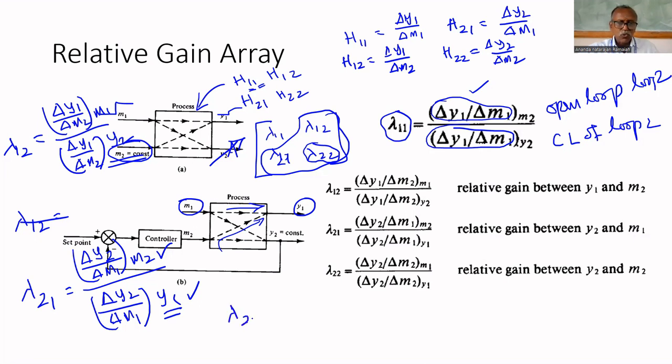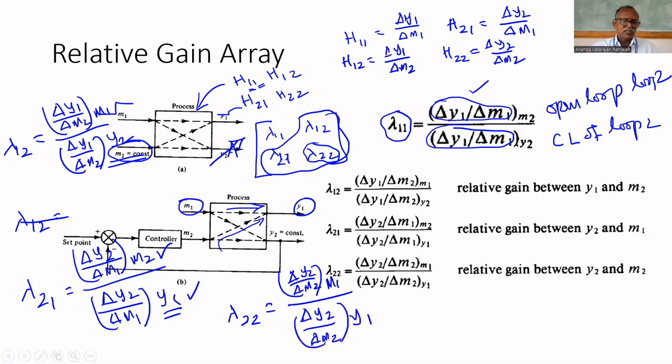Similarly, what is lambda 22? Lambda 22 is change in Y2 for change in M2, keeping M1 constant, the input constant. What is the denominator? Change in Y2 for change in M2, keeping Y1 constant. That's all. So this way we can find all these 4 elements of relative gain array.